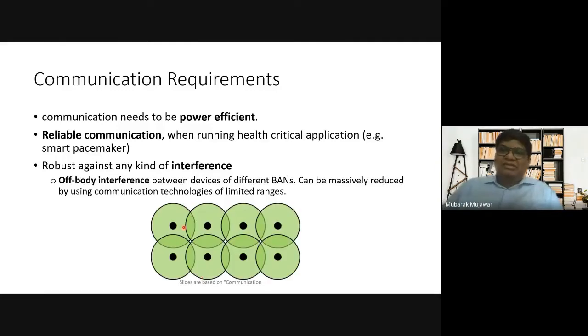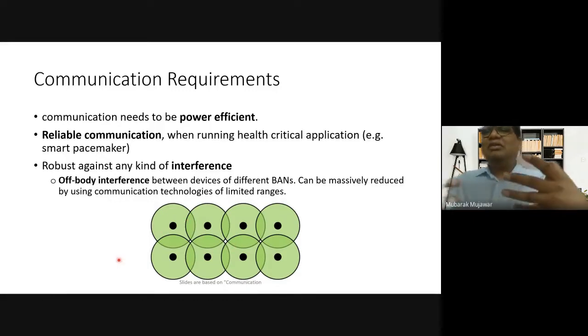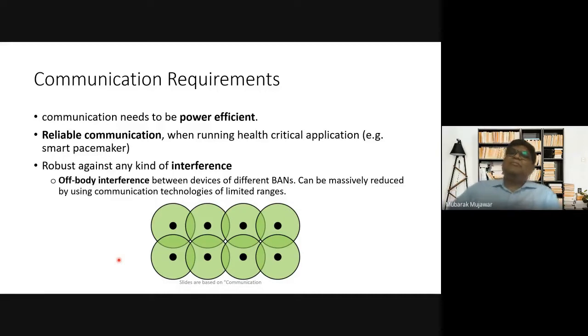For example, this is me, this is my spouse, this is my brother. If we all are sitting together, there might be some kind of interference. So that is off-body interference, because I'm wearing too many devices, and even my family members are also wearing too many devices. Or we can also have on-body interference.